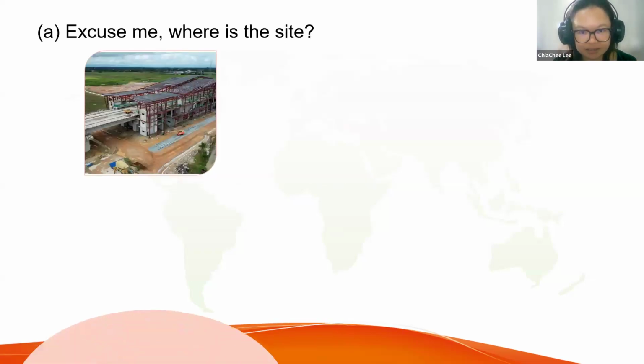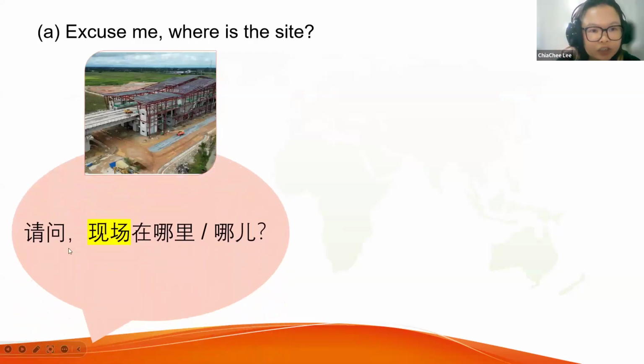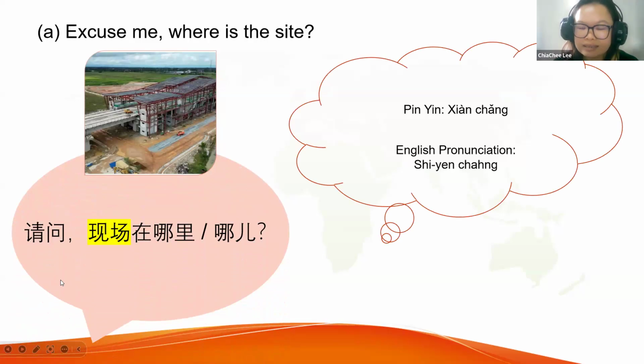All right. So here we are asking for direction. We know these places, but we want to check with other people. Actually, where is the site? Excuse me, where is the site? 请问建厂在哪里? 建厂在哪儿? Okay, 请问 excuse me, 建厂在哪里? 建厂在哪儿? And those words we highlighted in yellow can be changed.